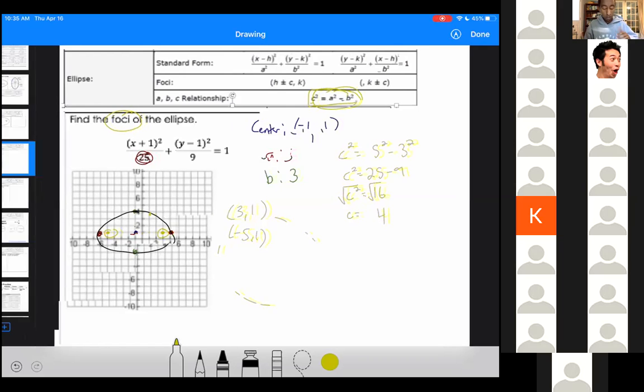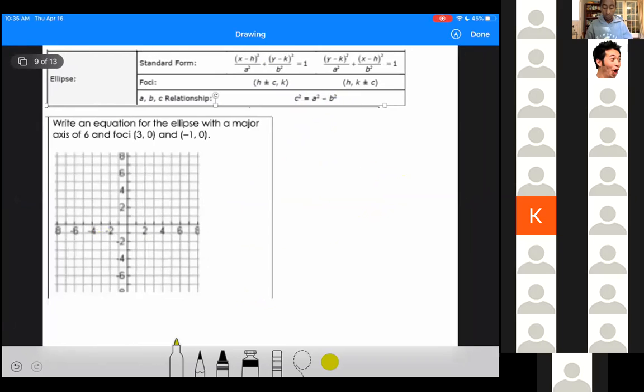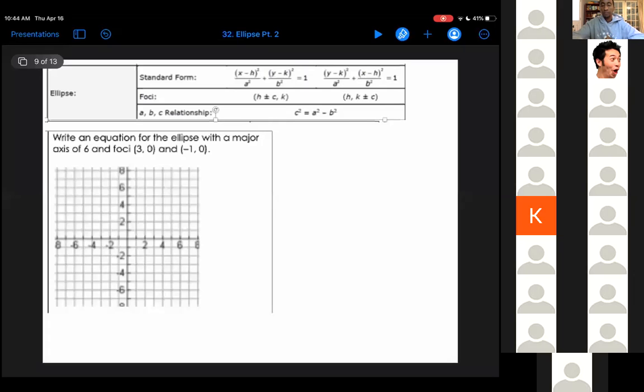Okay, so that's kind of the other piece of ellipses. We're going to talk about eccentricity here in a minute, but why don't y'all try this problem? I'll give you some time. So try this problem. It says write an equation for an ellipse with a major axis of 6 and foci of (3, 0) and (-1, 0). I'll give you some time to try that. Let's talk about it.